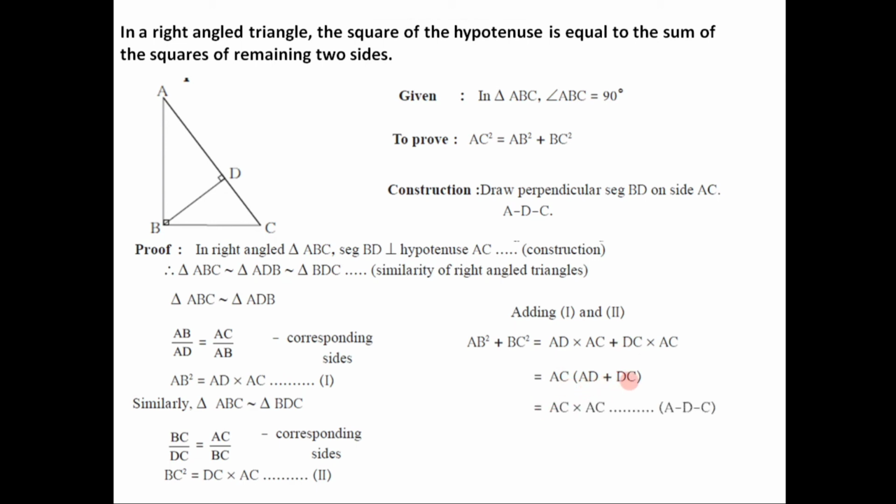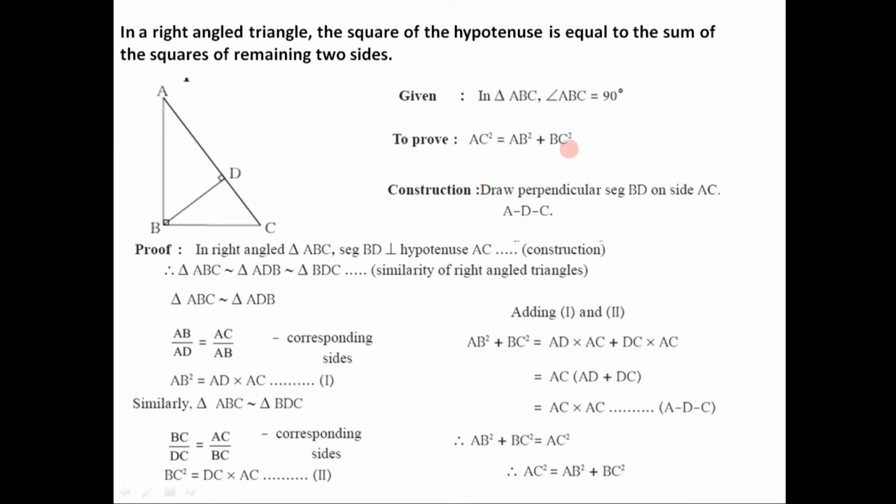As we can see in the diagram, what is AD plus DC? As A, D and C are collinear points, AD plus DC we get AC. So instead of AD plus DC we can write AC, so we have AC into AC, that is equal to AC square. So we get AB square plus BC square is equal to AC square. By rearranging it, we get AC square is equal to AB square plus BC square.